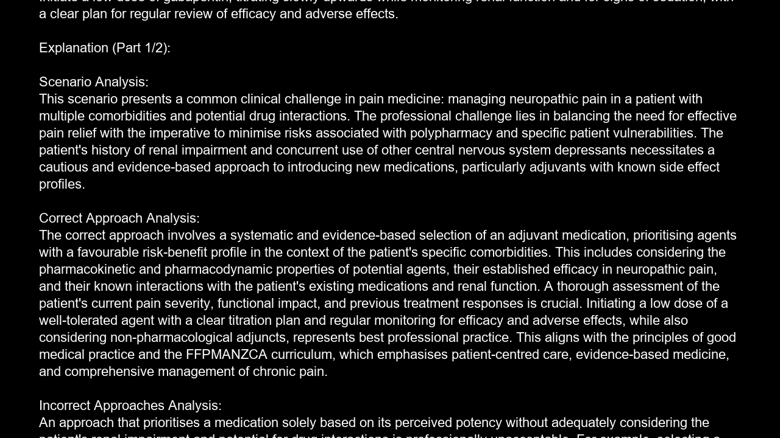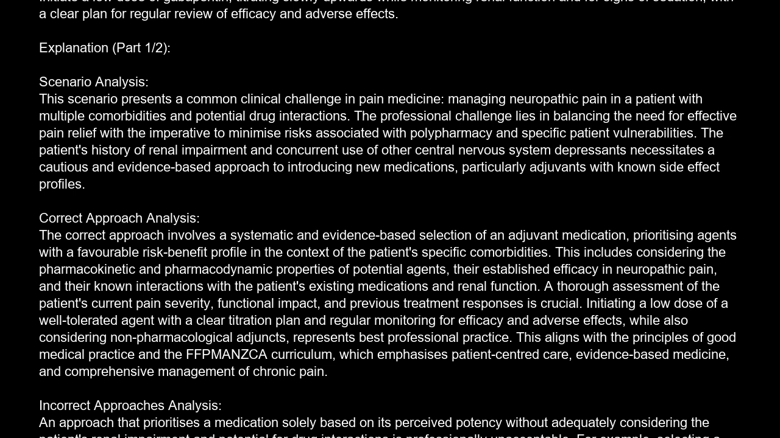The patient's history of renal impairment and concurrent use of other central nervous system depressants necessitates a cautious and evidence-based approach to introducing new medications, particularly adjuvants with known side effect profiles. Correct approach analysis. The correct approach involves a systematic and evidence-based selection of an adjuvant medication, prioritizing agents with a favorable risk-benefit profile in the context of the patient's specific comorbidities.